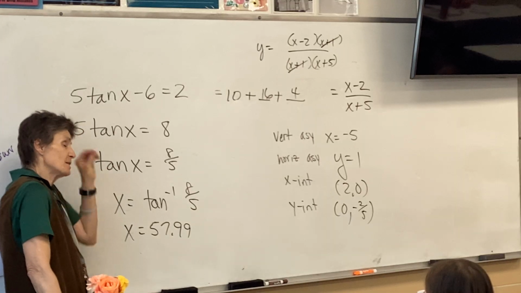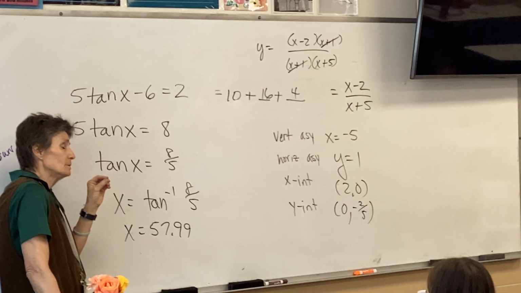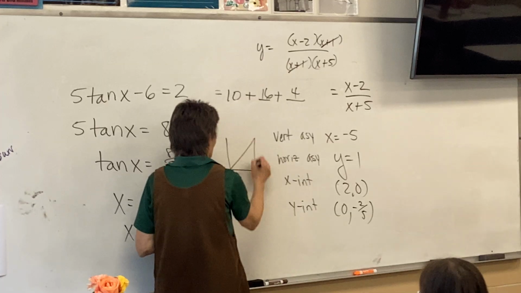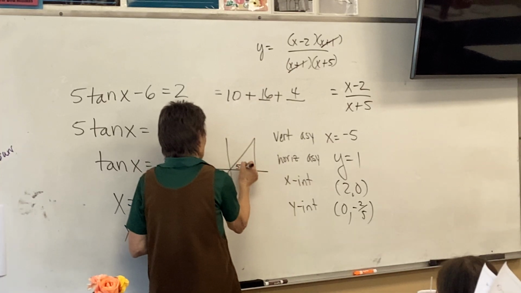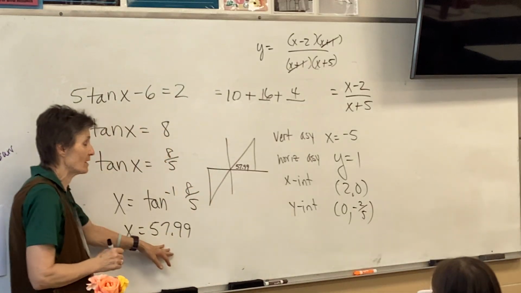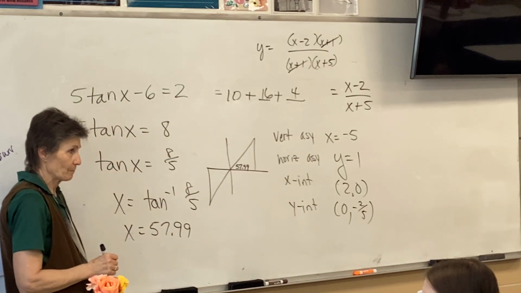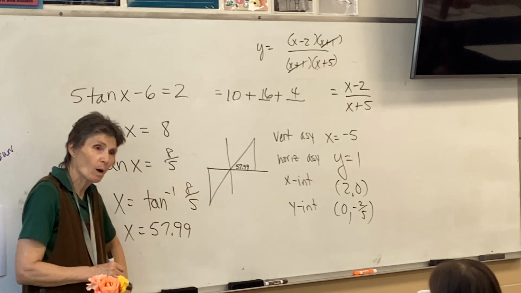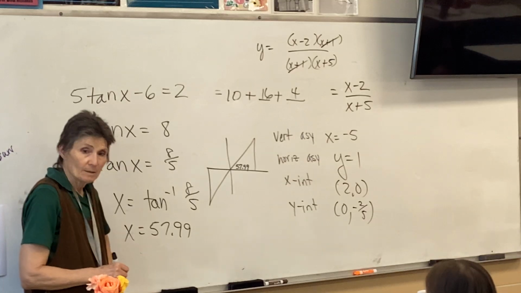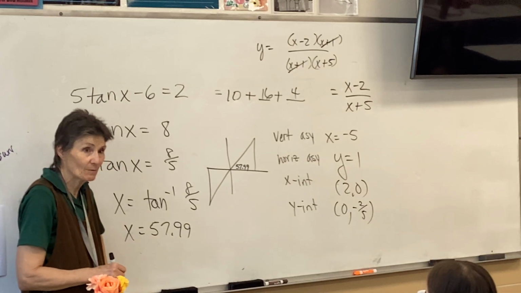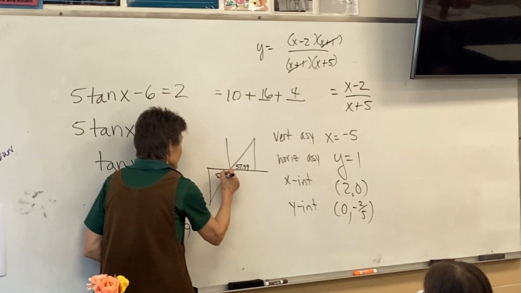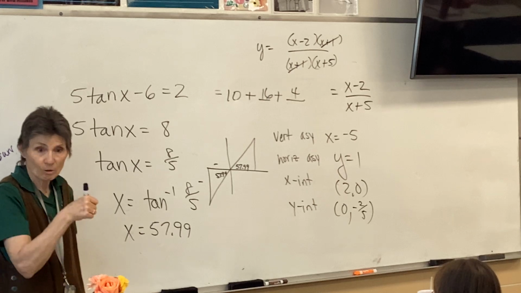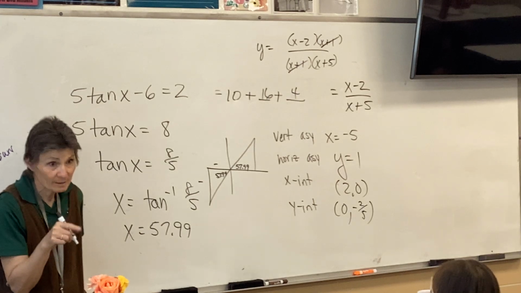Now, notice, this problem is a little bit trickier because there are actually two answers. We have 57.99, that's the one the calculator gave us. That's in quadrant 1. Why did I put another triangle down here in quadrant 3? The inverse tangent could also be positive down there, because down here, won't these both be negative? And when I put opposite over adjacent, it's going to end up being positive.